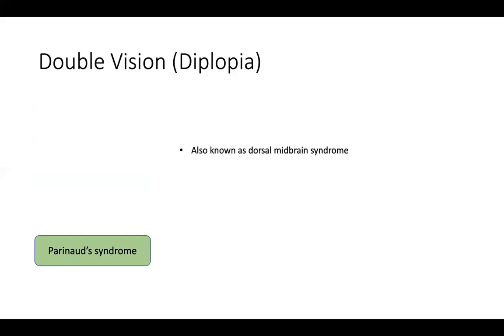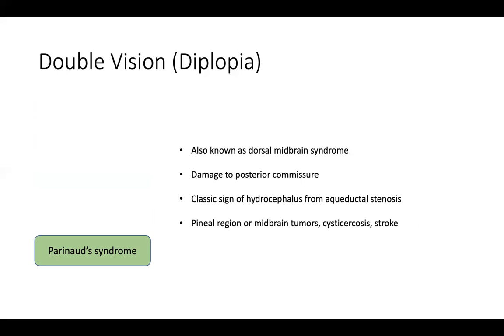Parinaud syndrome is also known as dorsal midbrain syndrome. This is a distinct supranuclear vertical gaze disorder caused by damage to the posterior commissure. It is a classic sign of hydrocephalus from aqueductal stenosis. Pineal region or midbrain tumors, cysticercosis, and stroke also cause Parinaud syndrome.